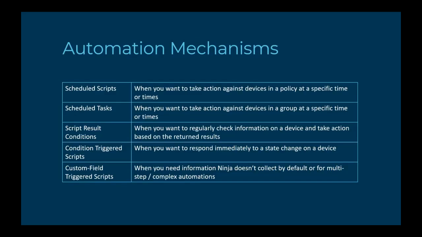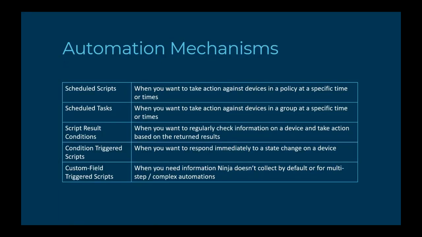Then you have our script result condition, which is when you're going to deploy a script and then act based on the result of that script. And so you deploy a script, it returns 1 or 0 or yes or no or success or failure or black, white, and red. Whatever it is, you're going to take action based on the result of that. And that's where you're really going to want to be regularly checking for information and then taking action based on those results. So that's about kind of continuous compliance. And that's when you're going to want to use that script result condition.